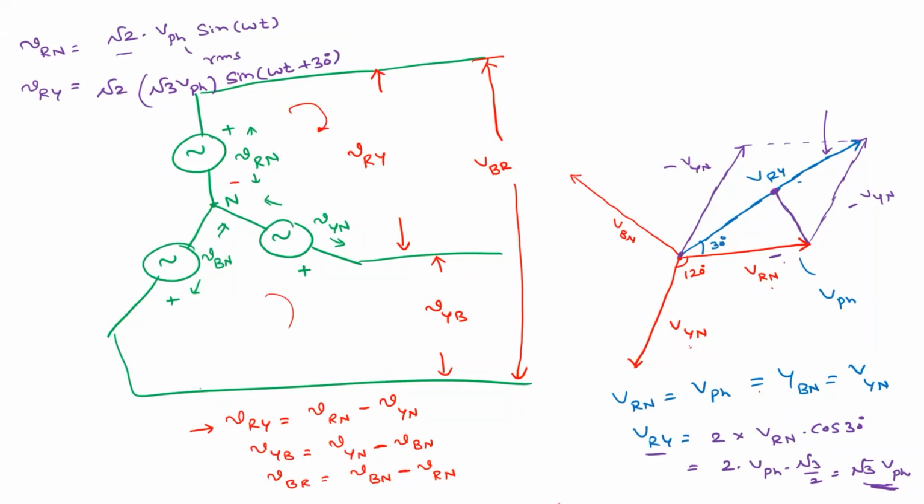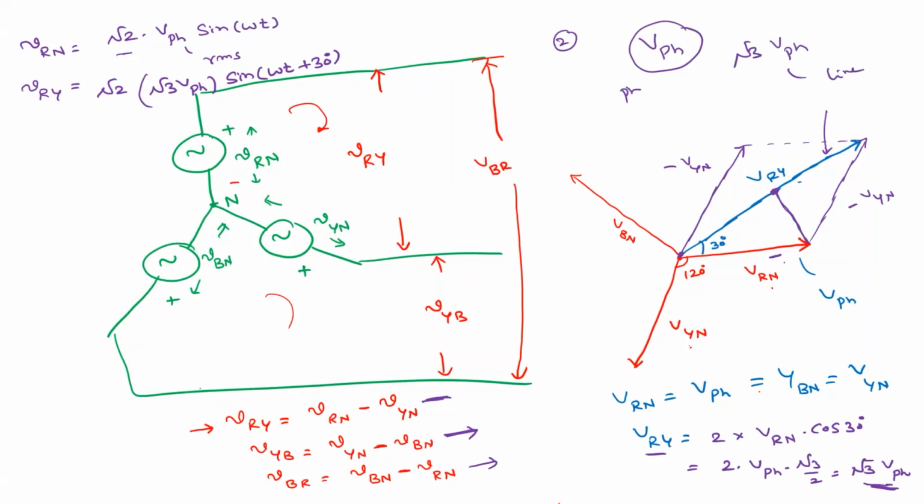Similarly, we can extend this. So we have to conclude two things. One is, if the phase voltage RMS value is V phase, what is the line voltage RMS value? Root 3 times V phase. So this is the phase voltage and this will be the line voltage. That is the first thing.